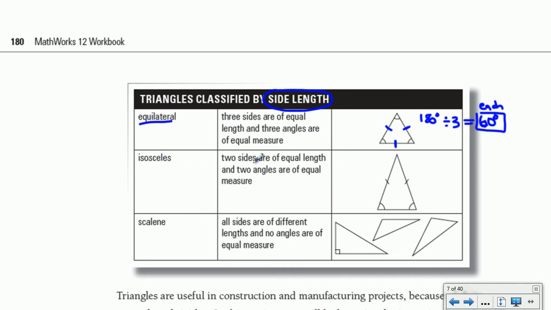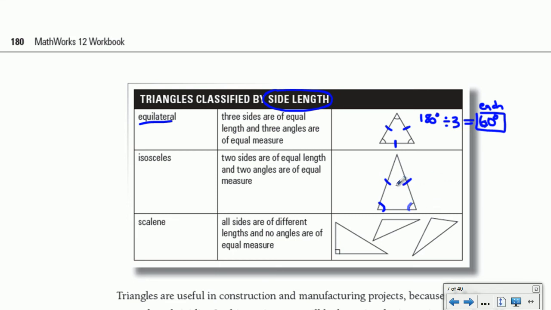Okay, isosceles, you have two sides that are of equal length and two angles that are of equal measure. So you've got two sides that are the same, this one's something different, and then you've got two angles that are equal.